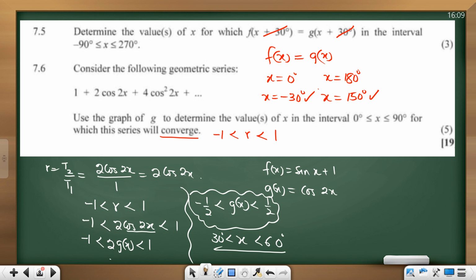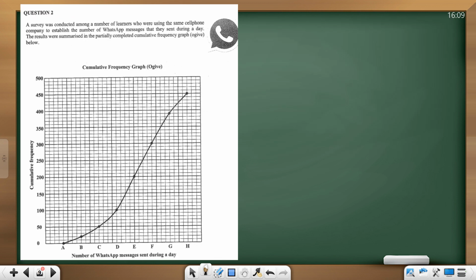Okay, I've got one question here. How many marks is this? 2 marks. It says, can I quickly write it down? We okay? All right.